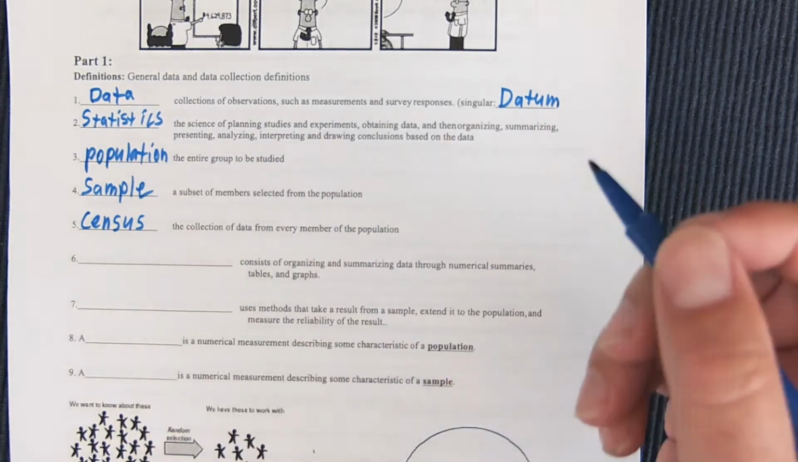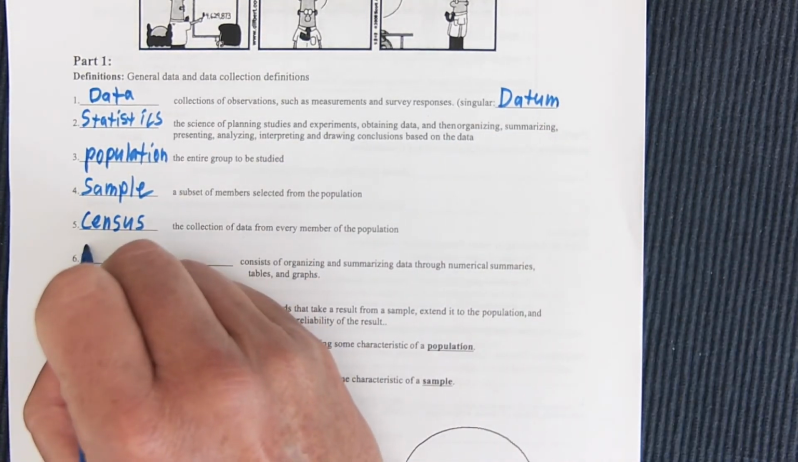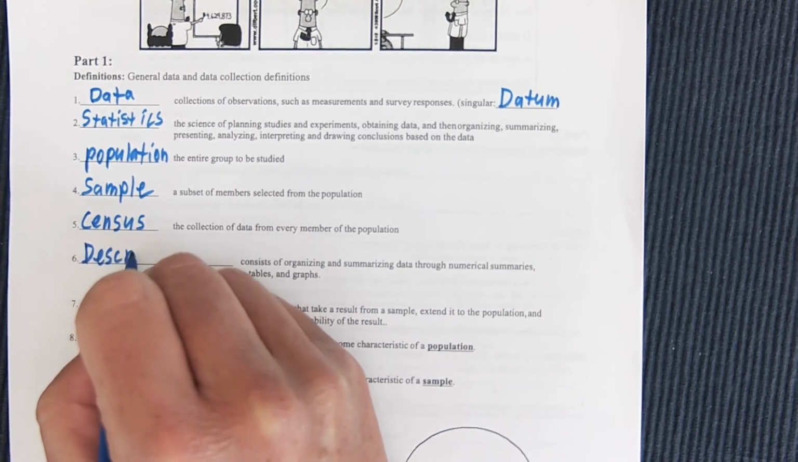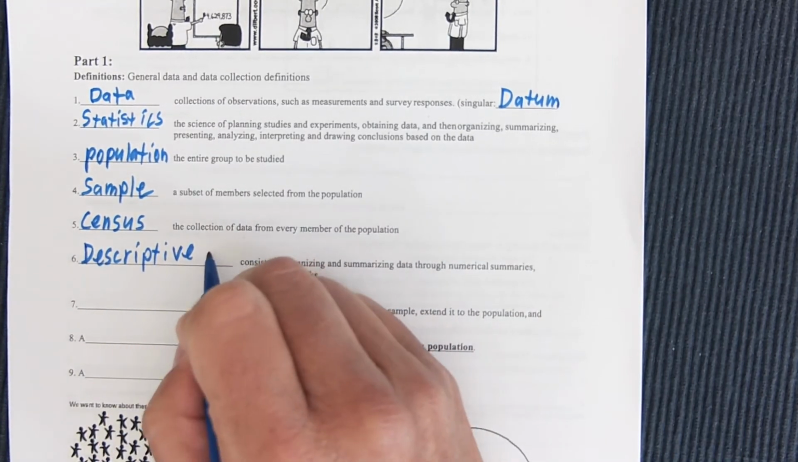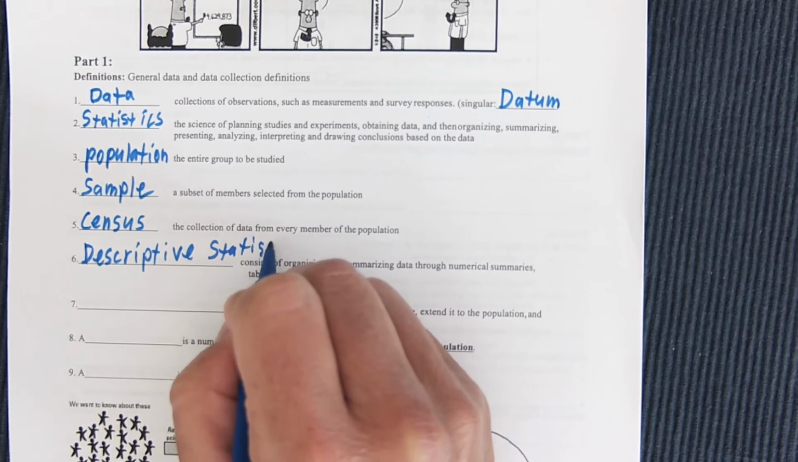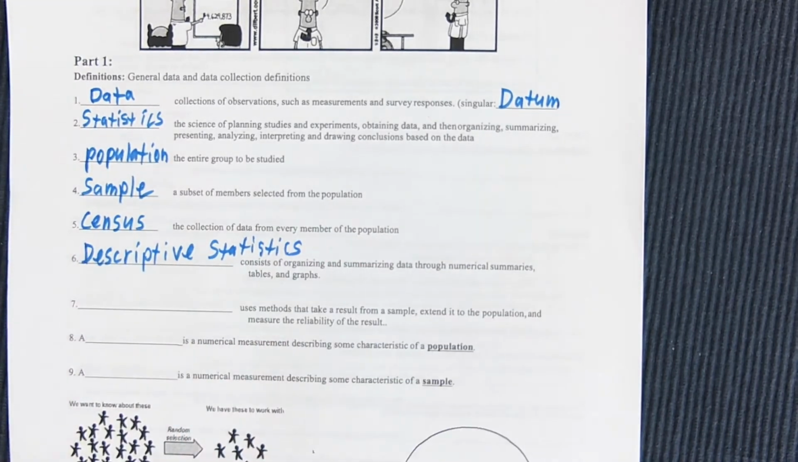And that brings us to descriptive statistics. Descriptive statistics consists of organizing and summarizing data through numerical summaries, tables, and graphs. The first two-thirds of the course is going to be descriptive statistics. These are things like how do you find the average, how do you find the mean, once you have data, how do we display the data in a way that's useful so that other people can understand what the data is trying to say, and so on.